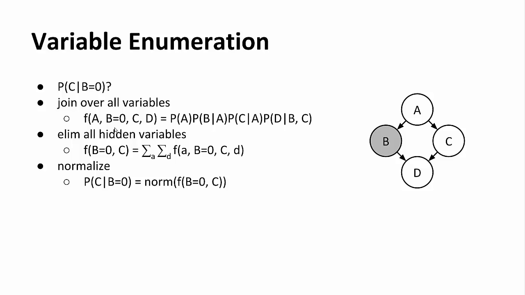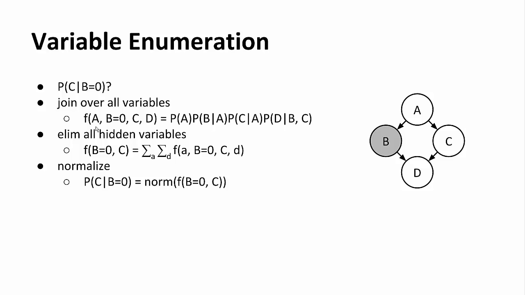Even if all 100 variables are binary, when we join over all the variables, we're going to have this huge factor that has 2 to the 100 entries, which is infeasible. So variable enumeration is not the way we want to go, because the factors that it creates are going to be far too big, right?